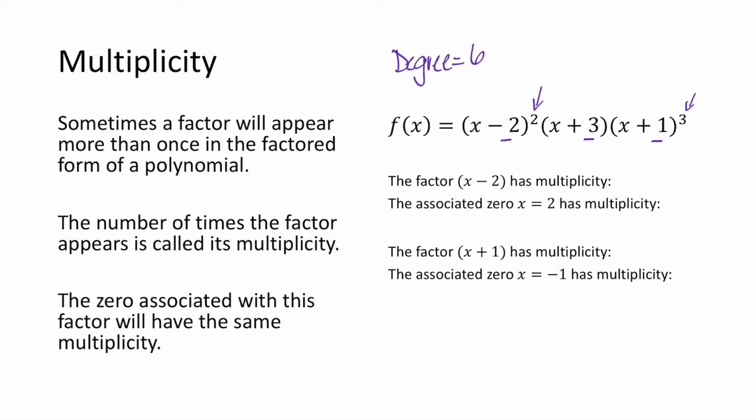So the factor x minus 2 has a multiplicity of 2, so that's why the associated zero at x equals 2 will have a multiplicity of 2, okay? It'll be a repeated root. The factor x plus 1, you can see, has a multiplicity of 3. So the associated zero at x equals negative 1 will also have a multiplicity of 3.